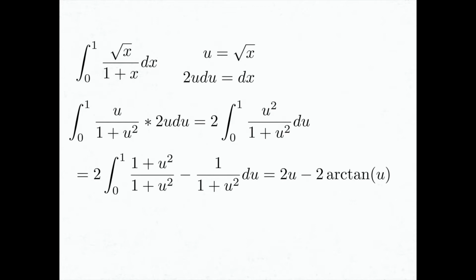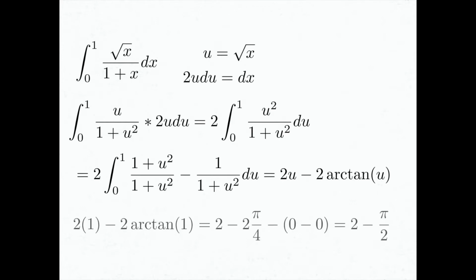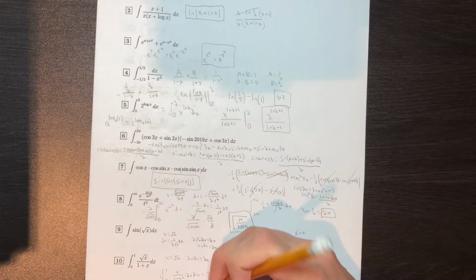So we have 2 times x minus 2 arctan of x evaluated from 0 to 1. Well, at 1, we get 2 minus 2 times pi over 4. And then at 0, these both become 0. So rewriting this, we get 2 minus pi over 2.